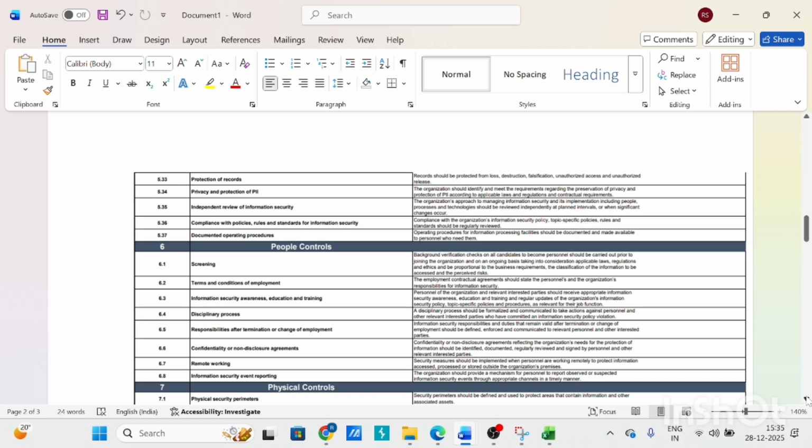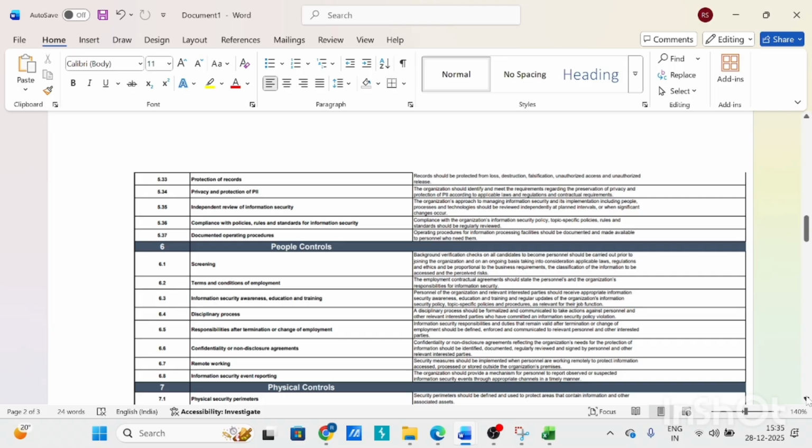Disciplinary process comes under 6.4. It talks about a disciplinary process that should be formalized and communicated to take actions against personnel and other relevant interested parties who have committed an information security policy violation. 6.5 talks about responsibilities after termination or change in employment. Information security responsibilities and duties that remain valid after termination or change of employment should be defined, enforced, and communicated to relevant personnel and other interested parties.